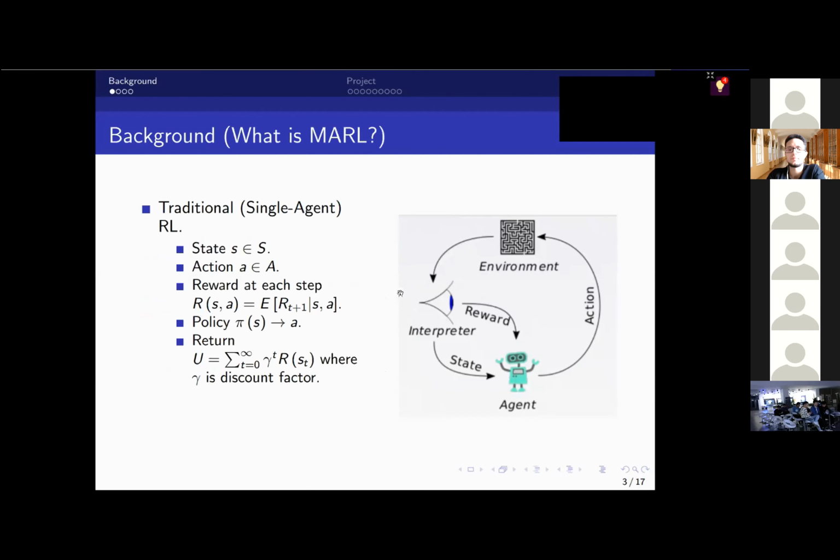We will start from the single agent model. It's like the picture here. The main idea is to train the agent in the environment. The agent makes an action, interacts with the environment, and gets a reward as feedback. With this experience, the agent can improve its policy. Then we want to train an agent that can obtain the optimal policy and maximize its returns.